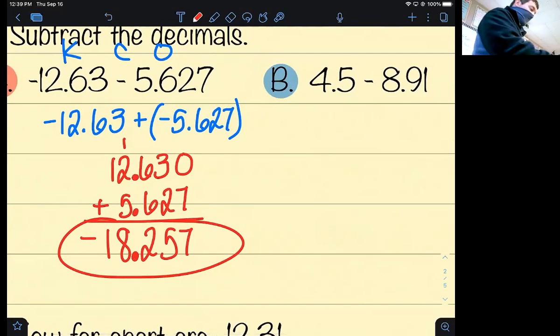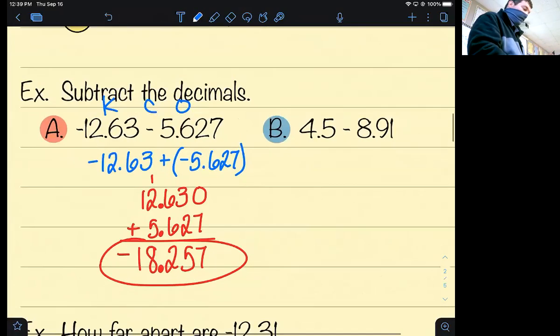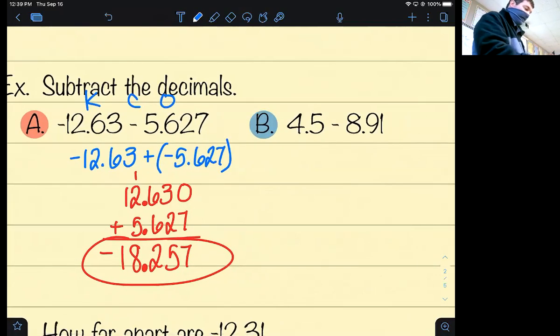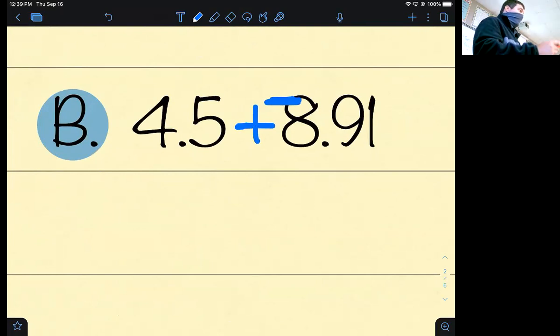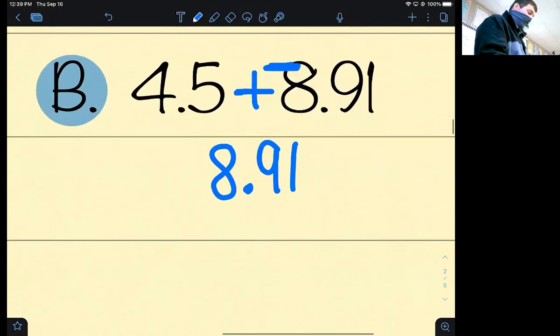Okay. Example B. I'm going to rewrite this. Maybe on, what does this rewrite to? 8.91. That's right. And I'm actually getting lazier as I go. Just going to do this. That's fine. It's an addition problem now, right? Okay. The larger number needs to be written on top every time. The smaller number needs to be written on bottom every time. Line up your decimal points every time.